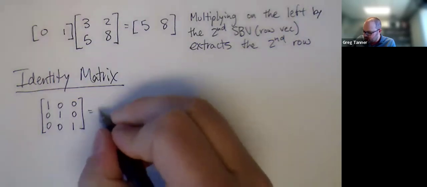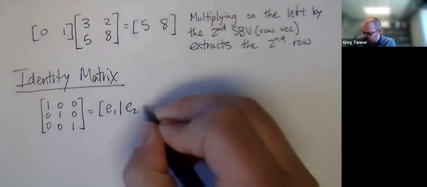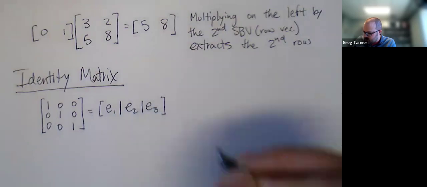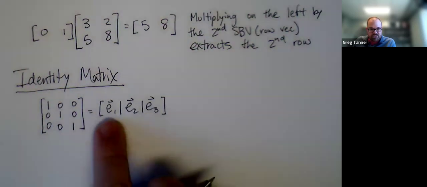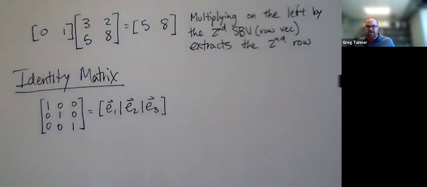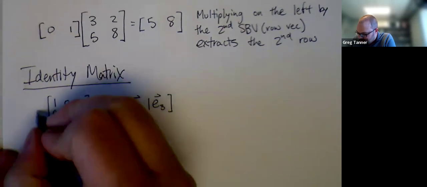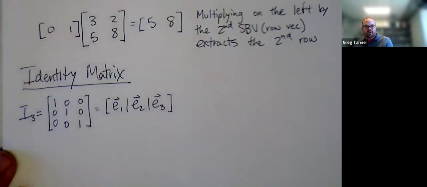And when I'm gluing a bunch of column vectors together, I'll write them as E1, E2, E3. And I'll put bars between them to say I'm just essentially squishing those column vectors together to form a matrix here. Okay. And this forms what's called the identity matrix. I'll often write this one as I3, denoting the 3 by 3 identity matrix.